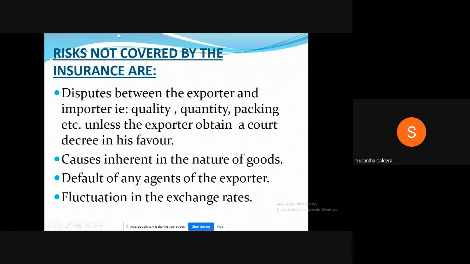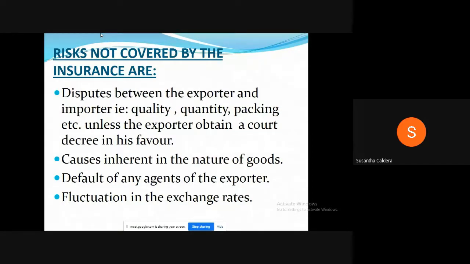Causes inherent in the nature of goods. Like when we are transporting hydrogen peroxide. If you expose hydrogen peroxide to direct sunlight, it will break into H2O and O2, water and oxygen. Those are inherent in the nature of goods.